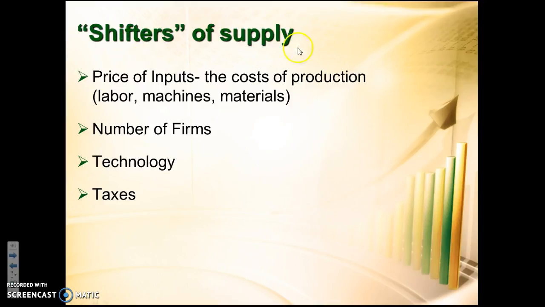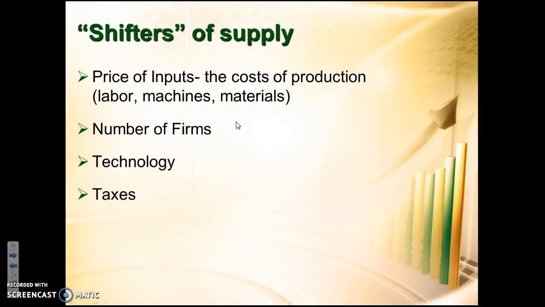And these are your shifters. They're the determinants of supply. Honestly, the shifters, the same way as we did with demand, are the things that actually cause the supply curve to shift, right? So if you look at the very first one, the price of inputs, this is the cost of production. It could be anything that we make stuff out of.